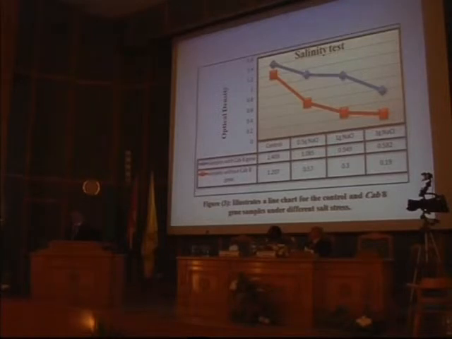This is the first result of the salinity test, with bacteria transformed with the Cab8 gene and control bacteria, at different salt concentrations. We have enhancement in the salt tolerance of bacteria transformed with the Cab8 gene. This is indicated by the optical density of the cells.